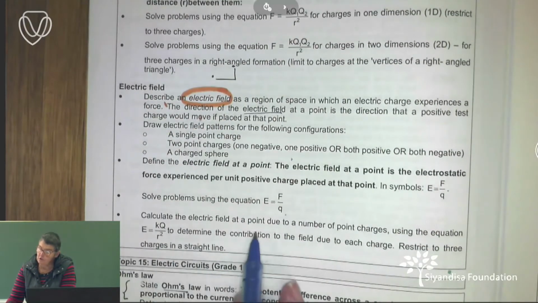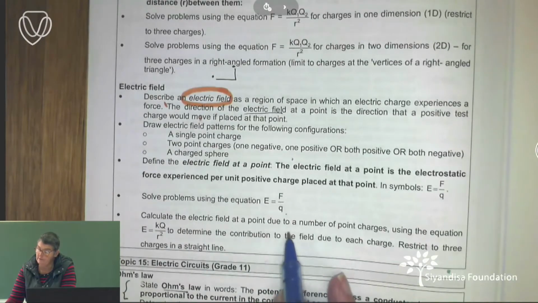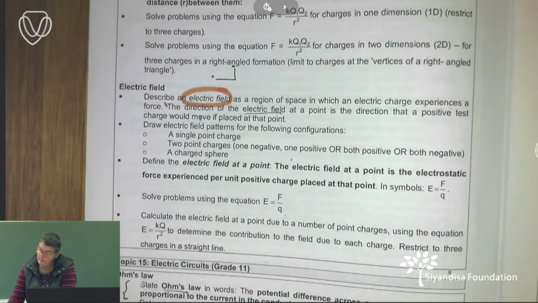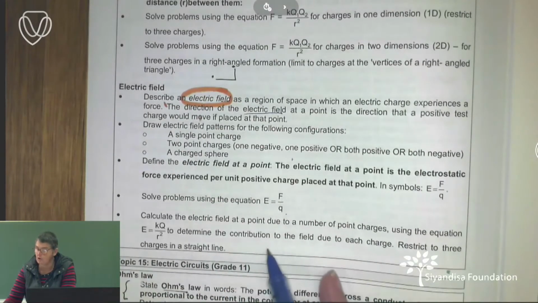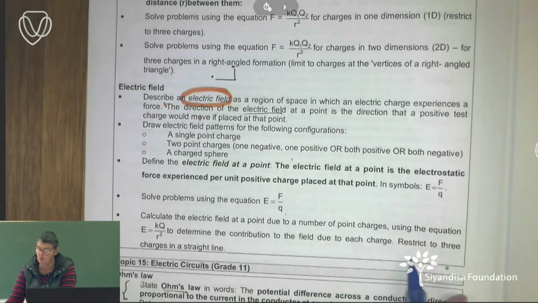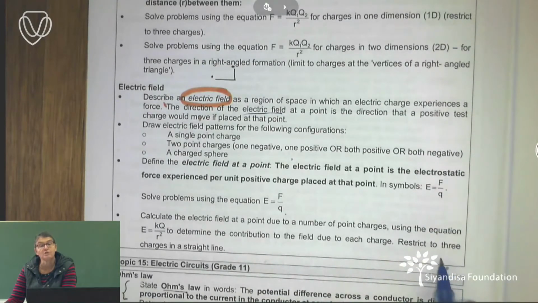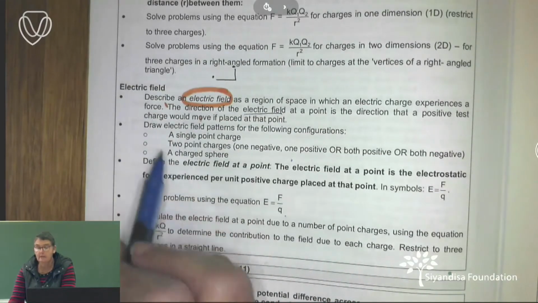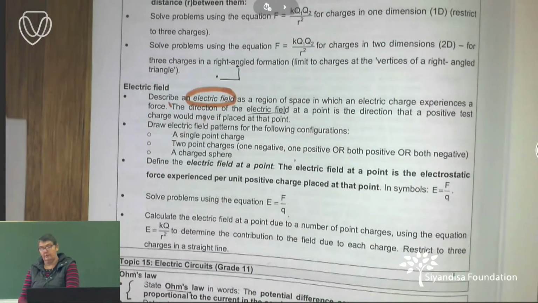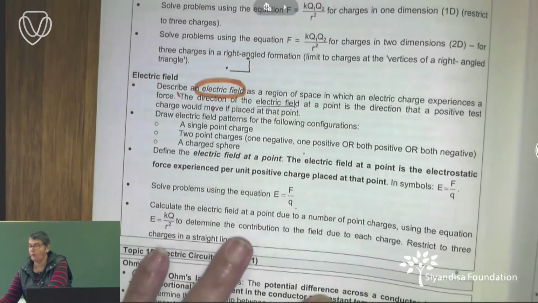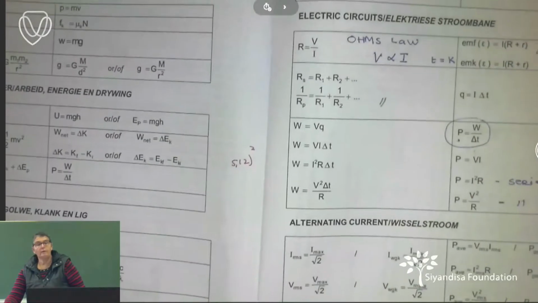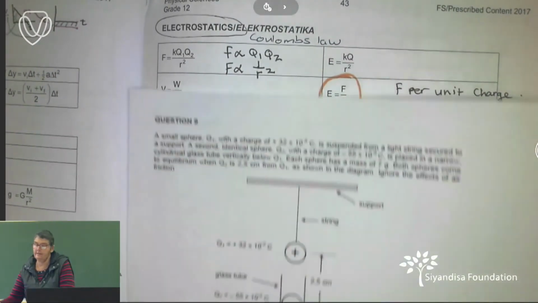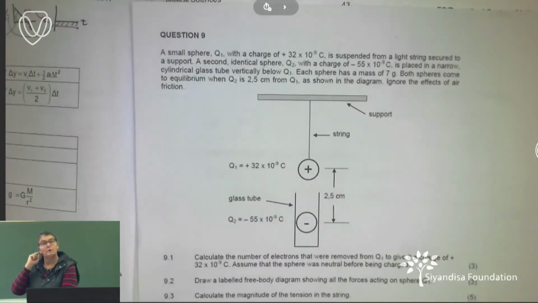You must be able to calculate the electric field at a point due to a number of charges using that equation. And then you must also determine the contribution of the field to each charge. And this is normally restricted to charges in a straight line. Okay. Once again, this you have to go and study. I'm sure you all have. Right. There we go. There are my formulas. Okay. So let's have a look at one of the questions we've got.